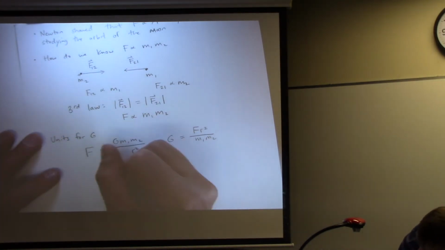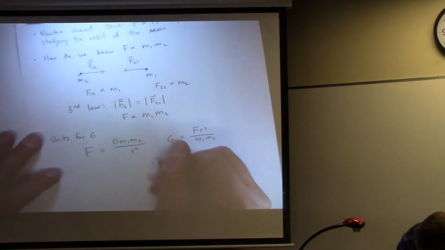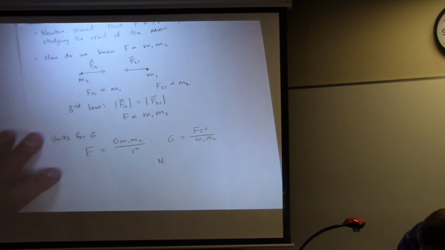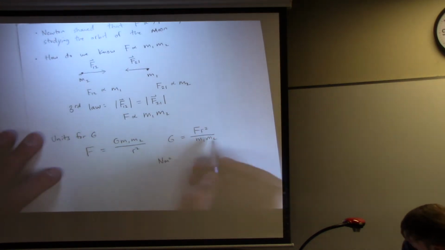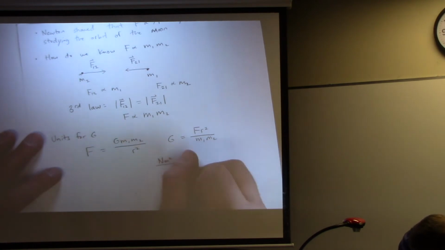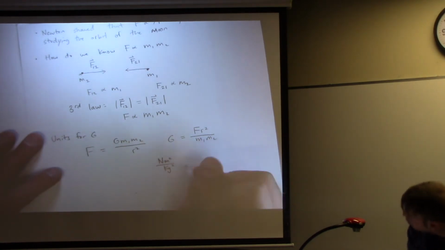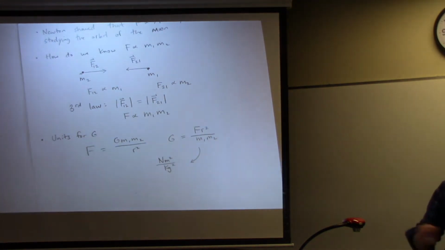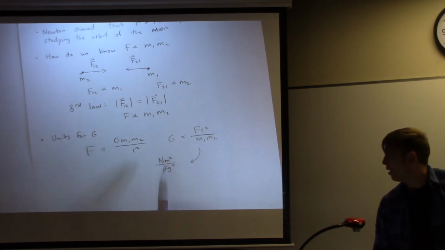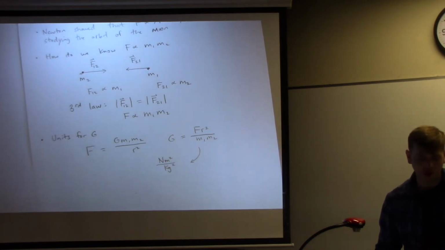All I care about here are just the units. So the force is going to be measured in newtons, R squared is going to be measured in meters squared, and then if I have two masses, well, that's going to be in kilograms for each one, but squared because we have two factors of mass. So that's where the units come from, as far as why it is measured in newtons times meters squared over kilograms squared. That's why.